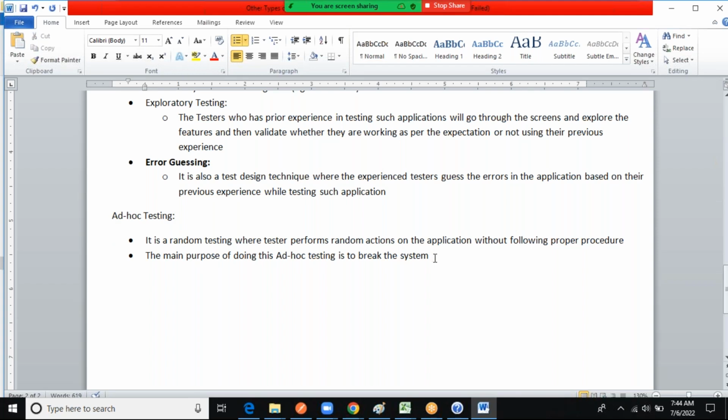Some people may track those ad hoc actions also as part of test cases. That's why I'm not telling that ad hoc testing should not have test cases. I'm telling that ad hoc testing may not require test cases.